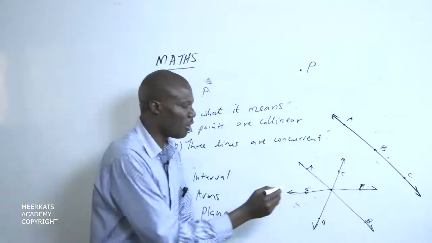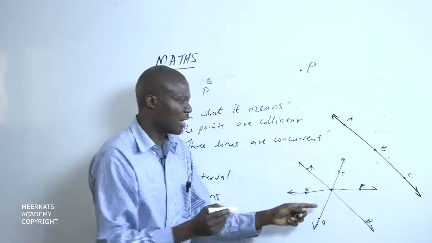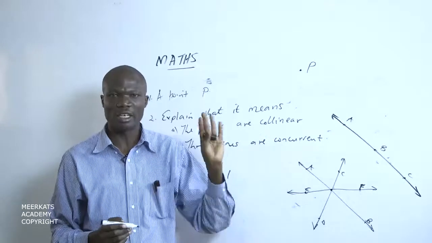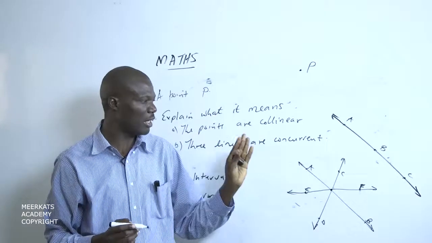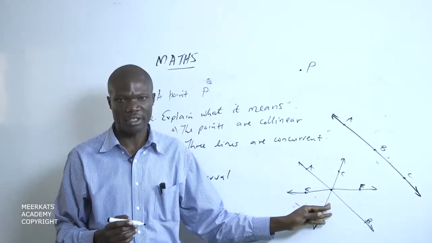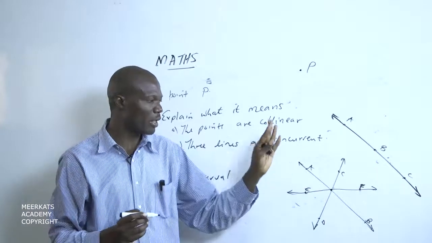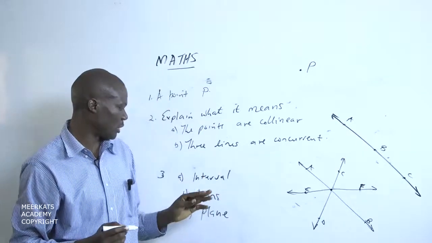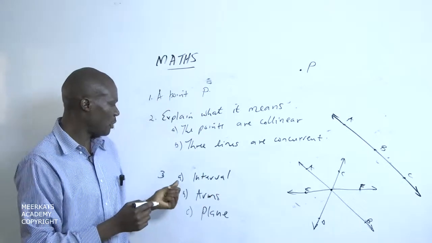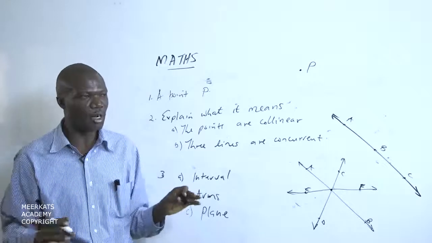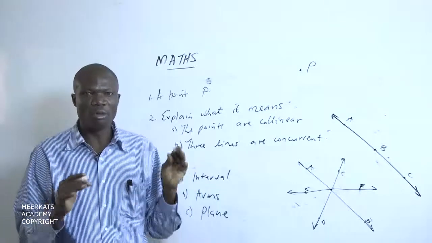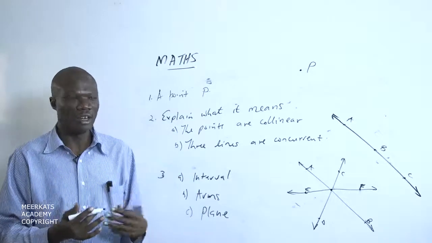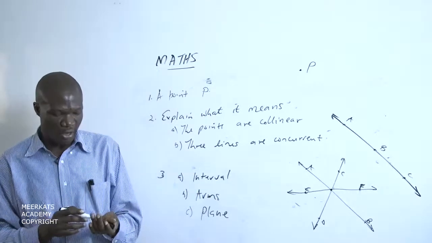So three lines, all of them intersect at this central point. Therefore, we say that the three lines AB, CD, and EF are concurrent. So lines are concurrent when they intersect at the same point and there are more than two lines. Now, the third question, which was asking us to look at the room and identify inside the room which areas can give us an interval, which areas can give us an arm, and which one can give us a plane.